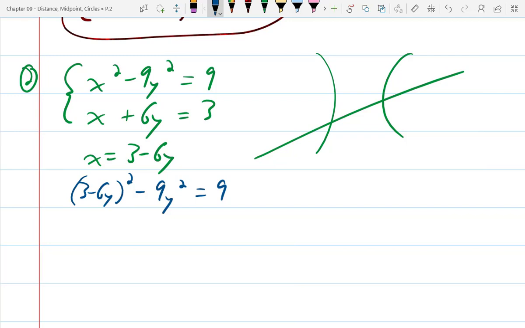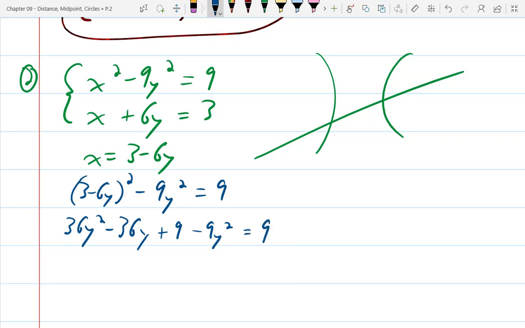If you're really good with your factoring, you could take a 9 out of everything right now. I'm not going to do that because I don't want to confuse you just yet, but a 9 goes out of everything. How come you know a 9 goes out of the first term? Because it's 3 squared, right? You pull a 3 out and then square it, and you get a 9 out of everything. But we're just going to do it the old-fashioned way. 6 squared is 36y squared, minus 6 times 3 is 18, times 2 is 36y, plus 9, minus 9y squared equals 9.